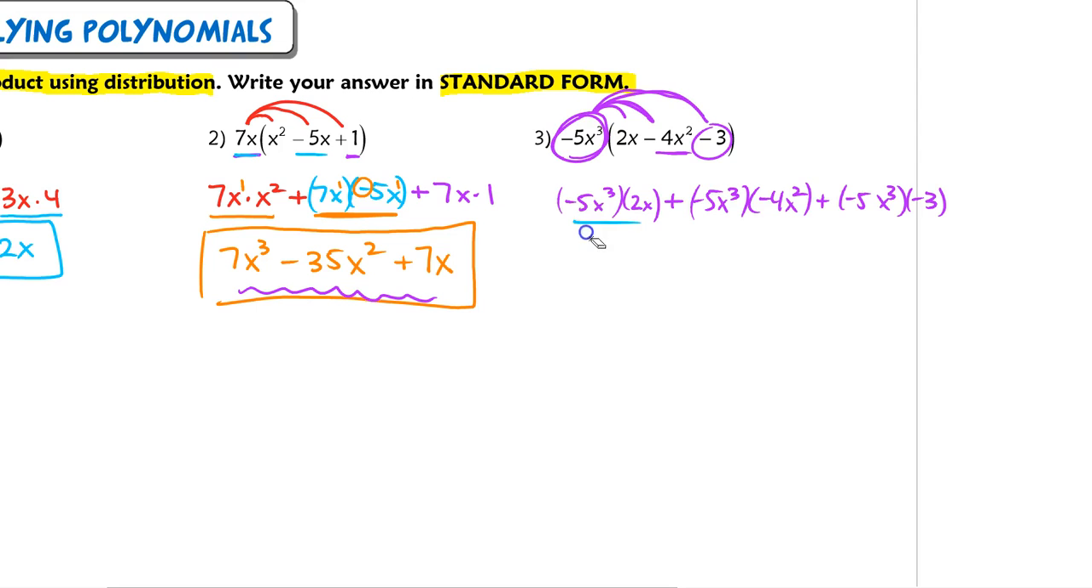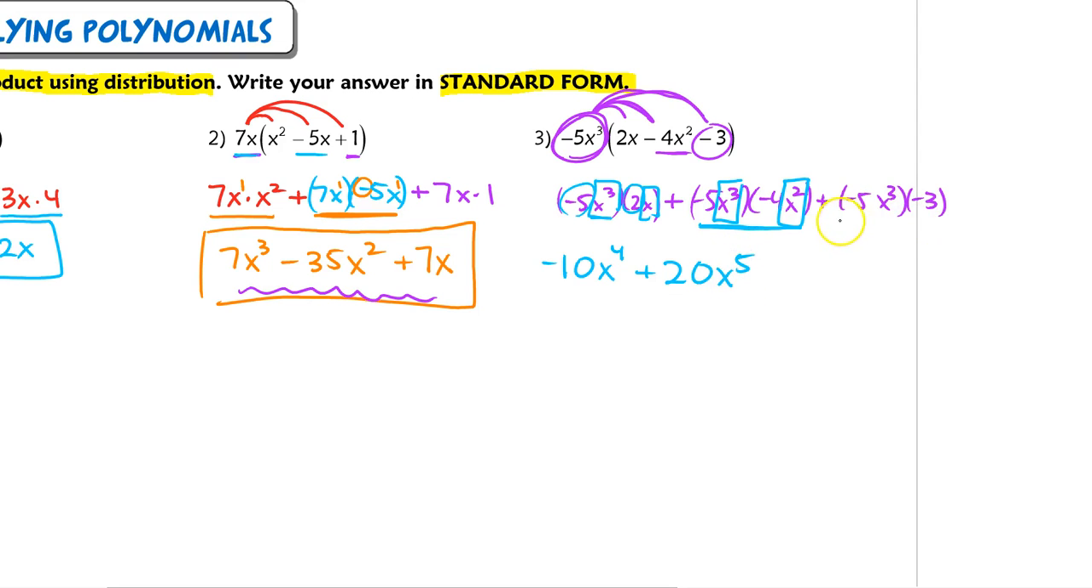So the very first example here, I'm going to multiply the number negative 5 times 2, and I get negative 10. Now when I take x cubed times x, remember you're just adding the exponents, so you would get x to the 4th power. For the next term here, when I take a negative times this negative 4 here, I'm going to get a positive 20. So I'm going to write plus 20. And then for the x part, the variable part, we have x cubed times x squared. Again, add those exponents to get x to the 5th.